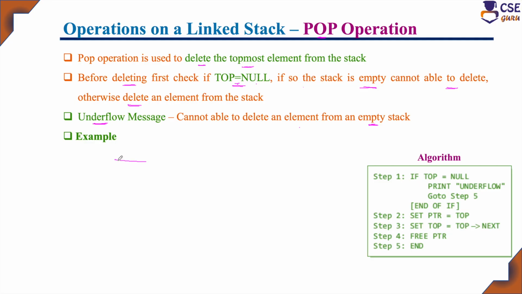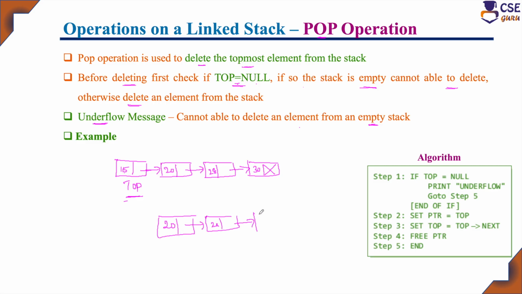For example, this is the linked stack and this is the top position. Suppose you want to implement the delete operation, the topmost element will be deleted. So if you implement the delete operation, this element will be deleted. Now the linked stack will have 20, 28 and 30. The element 15 will be deleted. Now top will point here, to element 20. After deleting 15, top is replaced with the element 20. So this is the pop operation.